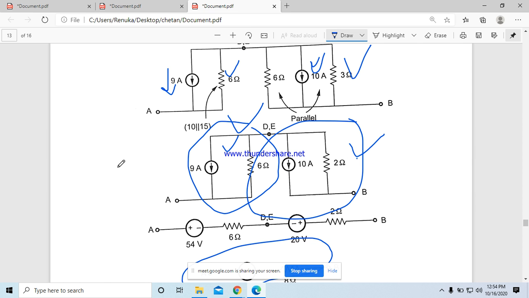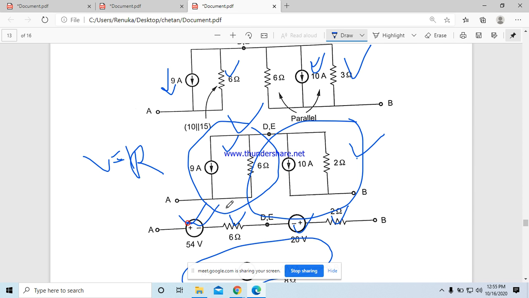What do you do? V equal to, what is that? I into R. What is I? 9 into 6, you will get 54. That is in series with 6 ohm. Convert here. 10 into 2, you will get 20. That is in series with 2 ohm.